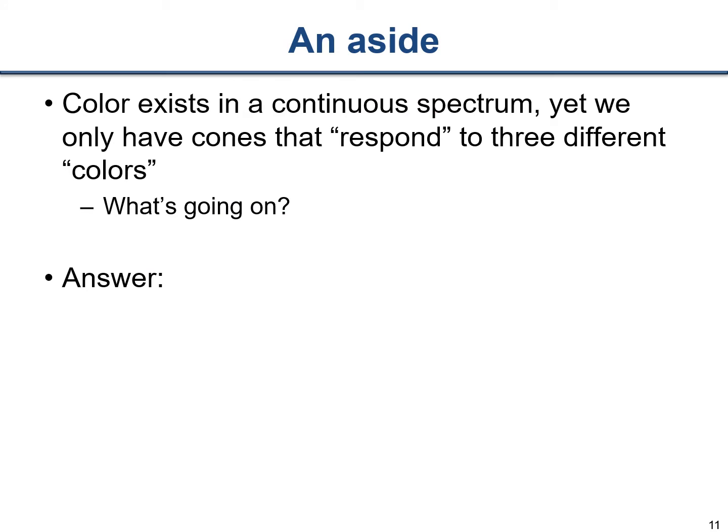So colors exist in a continuous spectrum, right? There's an infinite number of colors. They exist across this entire spectrum, and yet we only have three different cones that respond to three different colors. So what's going on? How do we see over what we'll call a pseudo-continuous spectrum? The answer, as it turns out, is linear algebra.